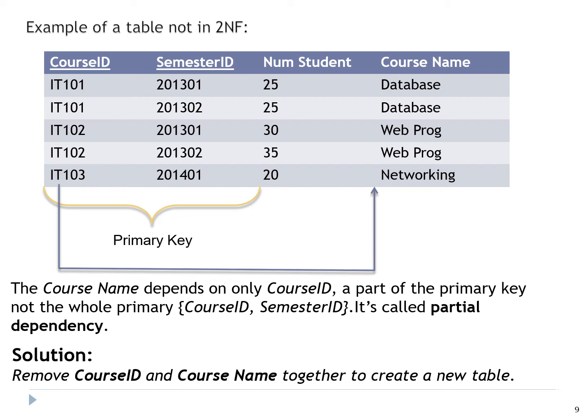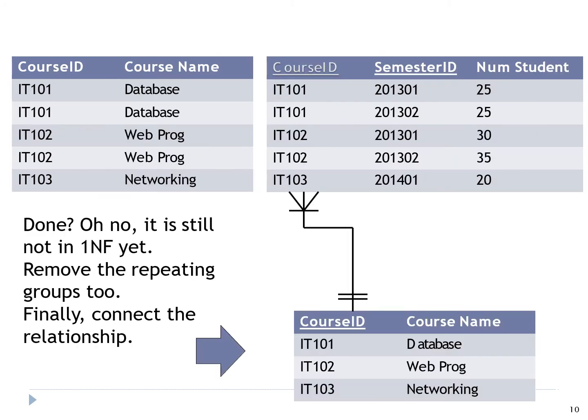According to the definition of 2NF, there should not be any partial dependency. So to convert this table into 2NF, we need to remove this partial dependency. This can be done by removing the course ID and course name to create a new table. Now after splitting the previous table into two tables, we can see that in both the tables there are repeating groups, which is again violating the first normal form.